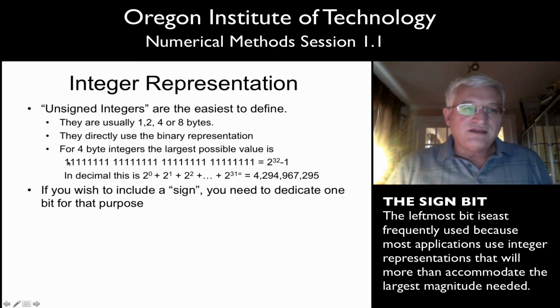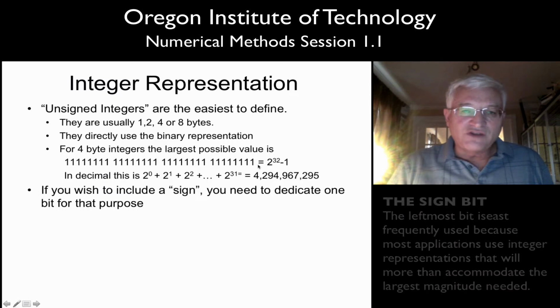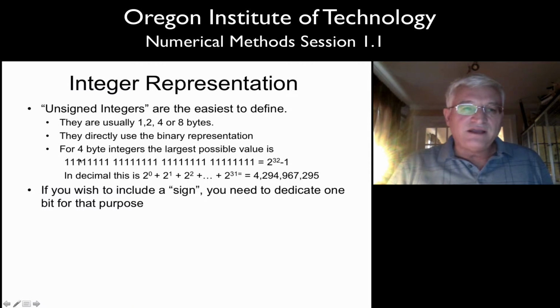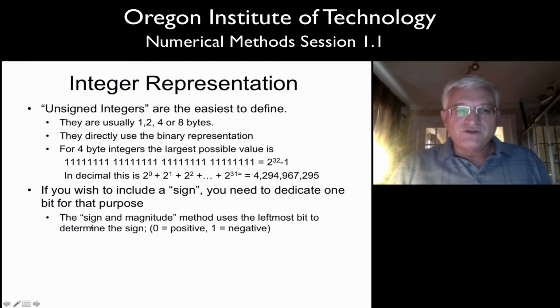And if that number is a 1, then we will interpret the rest of these 31 bits as being a negative number. And if that leading bit is a 0, then we will interpret the rest of those bits as a positive number. So that's what we're doing. 0 is positive, 1 is negative, and we call this the sign and magnitude method for signed integer representations. Let's just take another look at it.